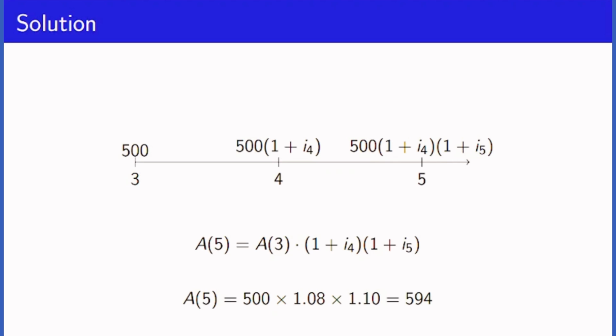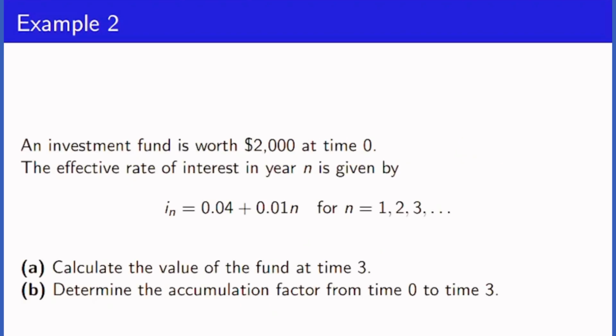Now, another example. An investment fund is 2000 at time 0. The effective interest rate in year n is given by this, for n being 1, 2, 3 to infinity. Calculate the value of the fund at time 3. Determine the accumulation factor from time 0 to time 3 too. So solve it on your own, and then after that you come back and watch the video and see whether what you did was right or wrong.